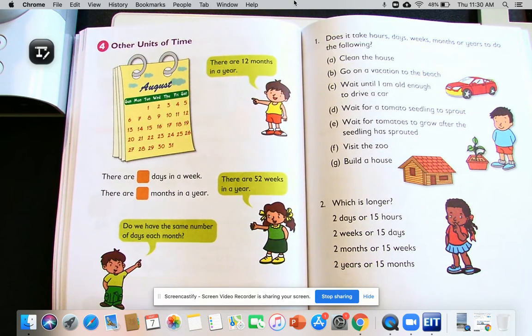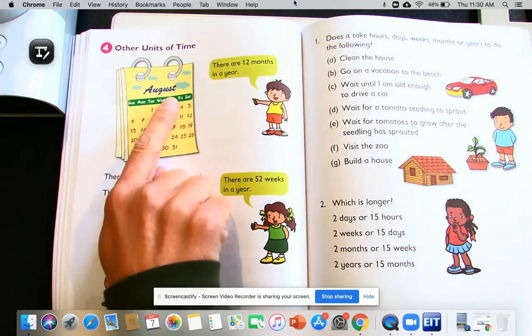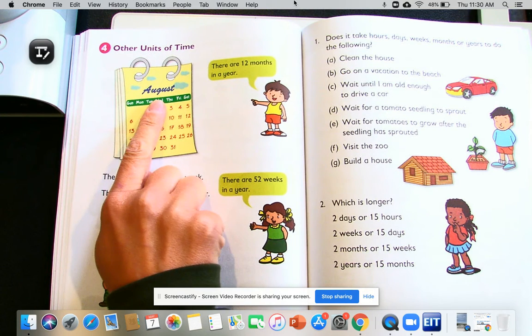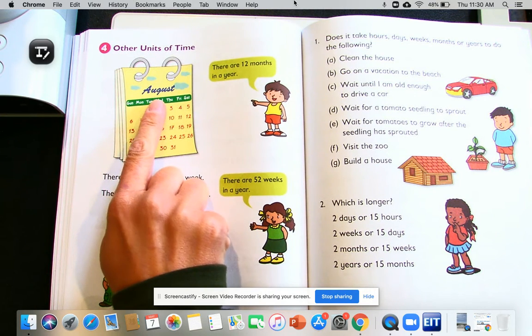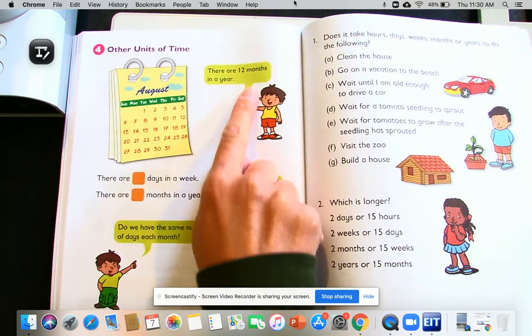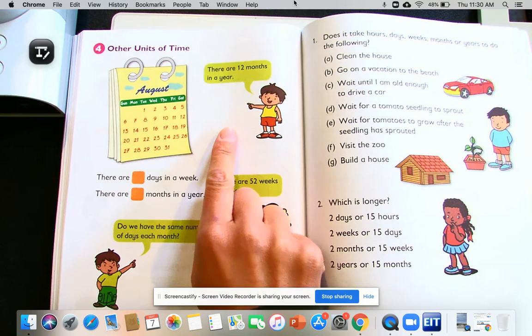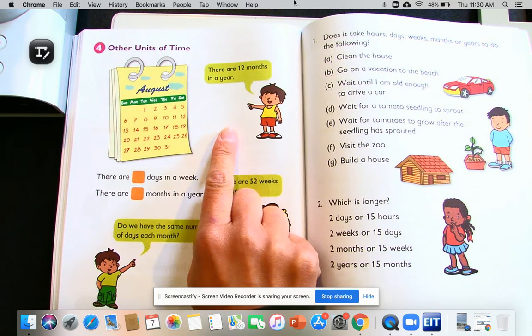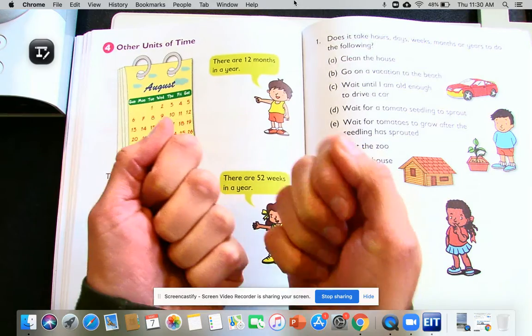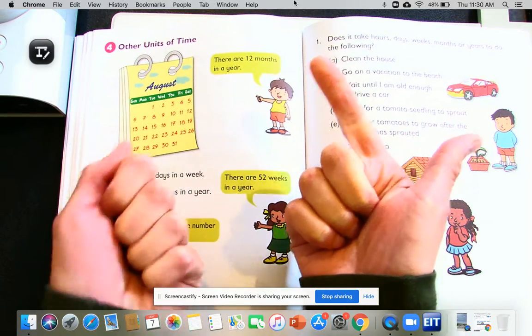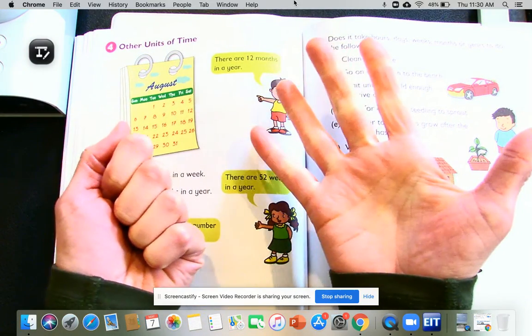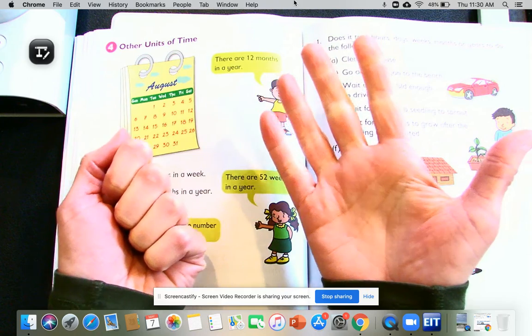And this calendar is for the month of August. And right now we are in the month of May. So this person here is telling us that there are 12 months in a year. And we know the months go January, February, March, April, May, June, July. I should use my fingers. January, February, March, April, May. And that's our month right now. We're in the 5th month.